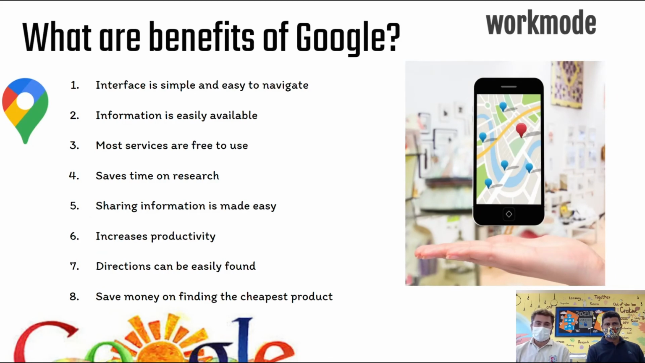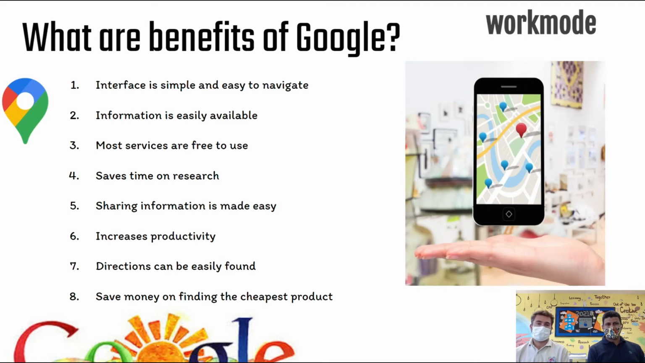So what are the benefits of Google? So number one, the interface is simple and easy to navigate. And also the information is very easily available. Before Google, you had to look through newspapers, you had to look for books, but now everything is easily available on the internet. And then most services are free to use. So all the apps that we said before are for free. If you need to add things like Gmail storage, if you don't have enough capacity, you can buy it, but otherwise it's for free.